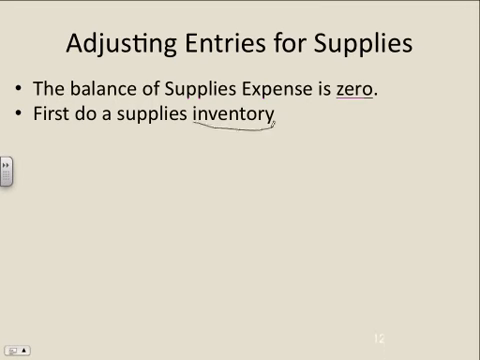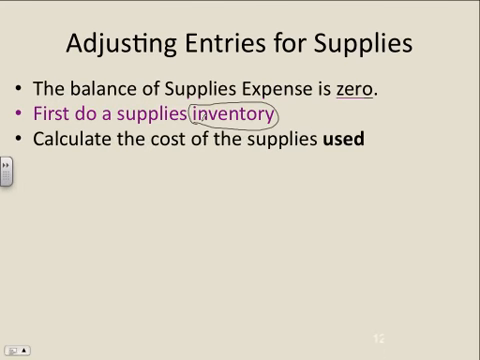So when we say do an inventory, we mean count what we have. So we're going to do a supplies inventory. We're going to count what we have on hand to see how much we used up, and we're going to calculate the cost of supplies. And really what we're after is how much supplies we used, because that is really the expense that we're looking to put into our income statement.